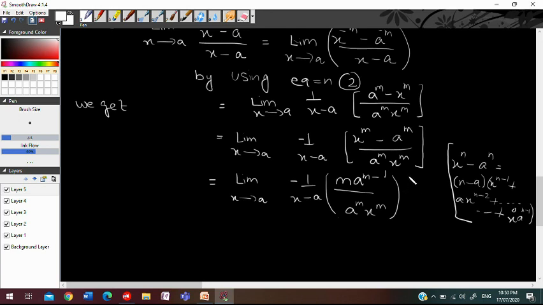Into... wait, I will write it here. This is the exterior part, and we can write it like this. We have (x minus a) into [m times a^(m-1) divided by a^m] into x^m.